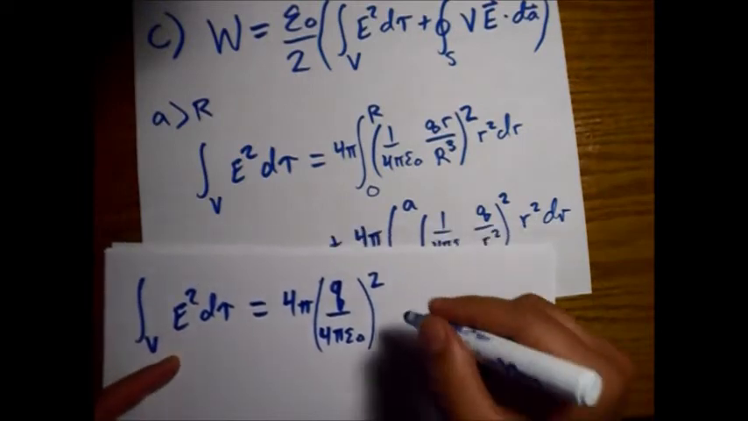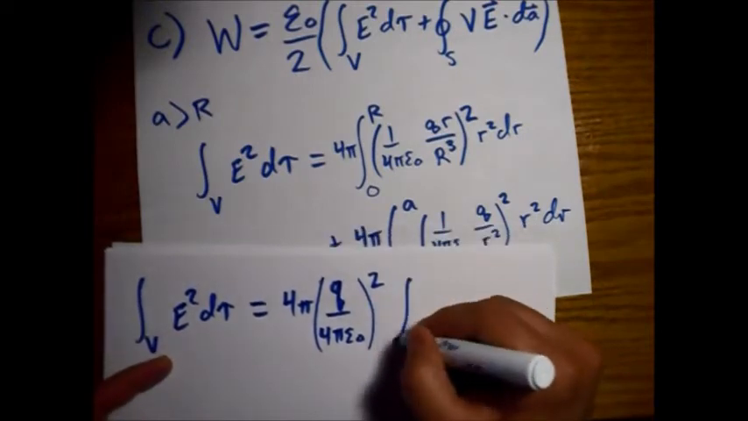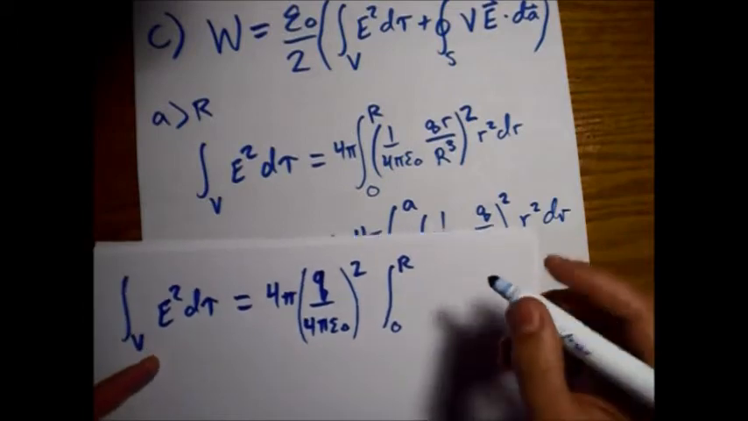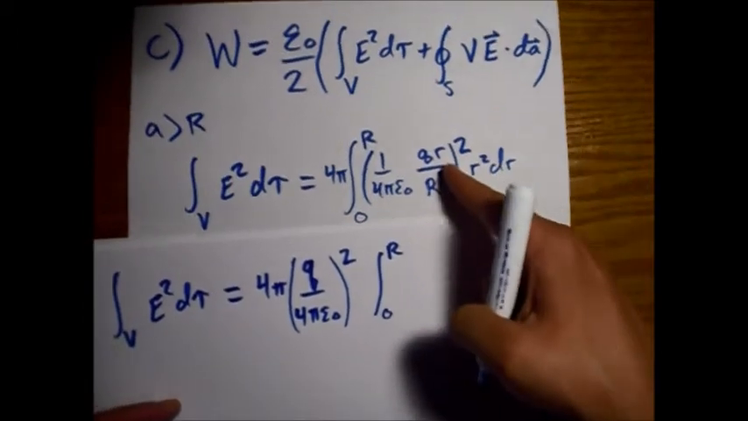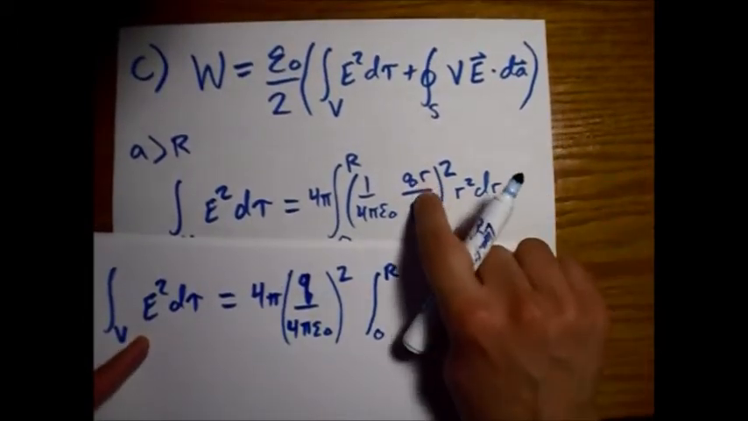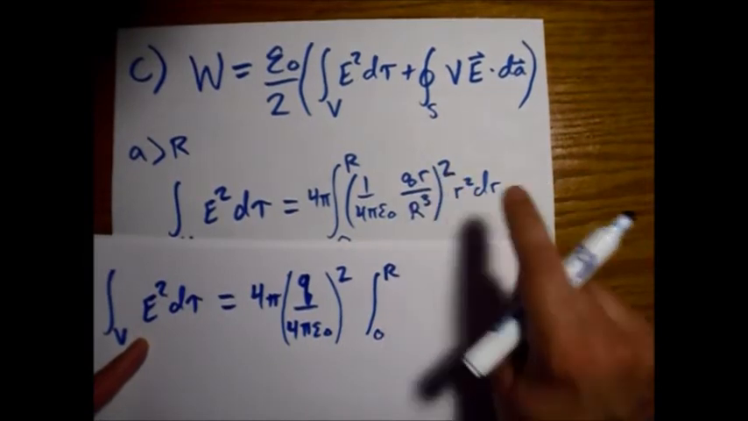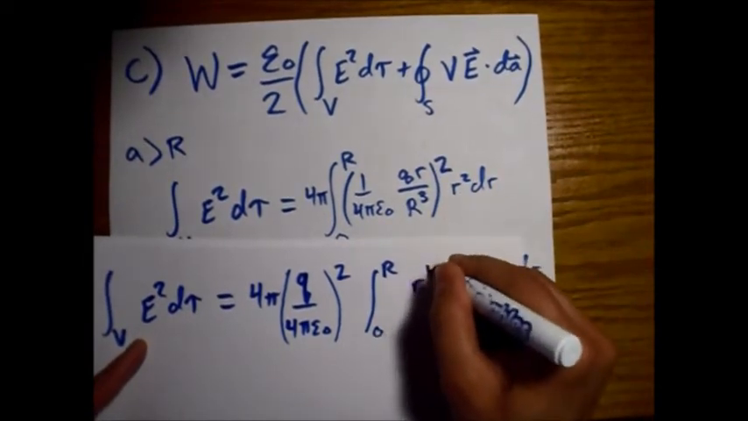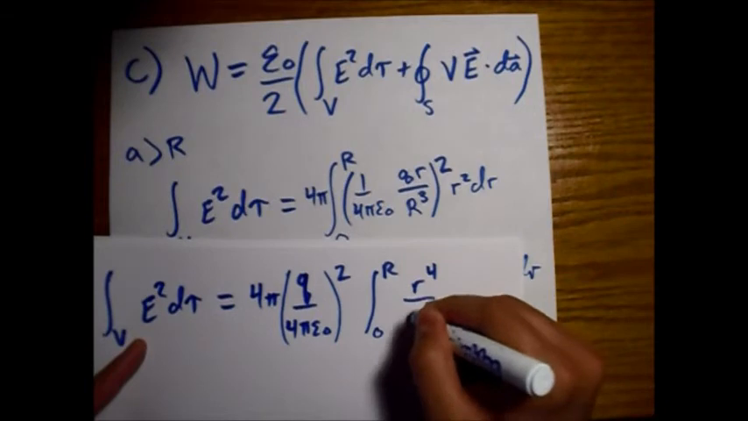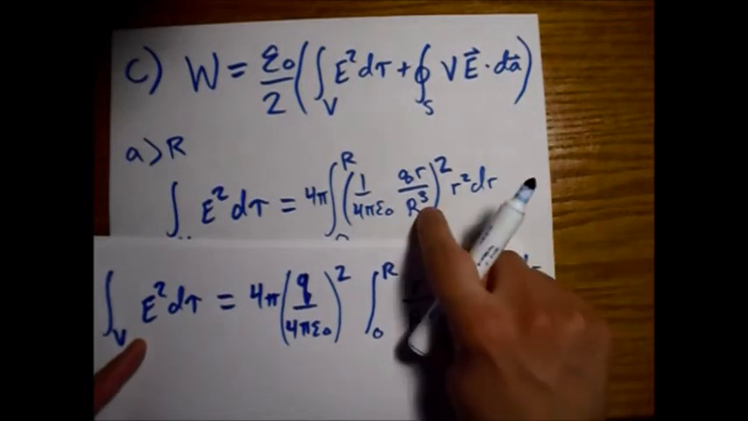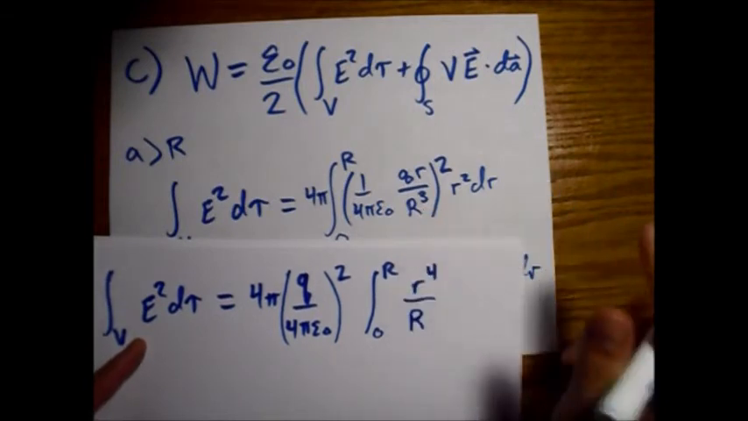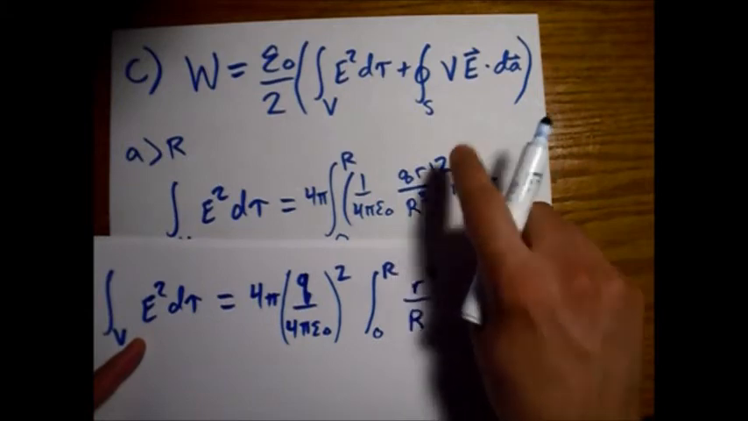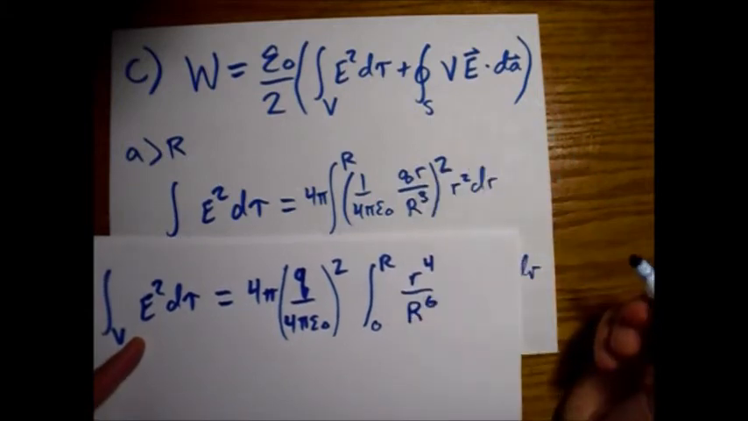Then we have 0 to big R. So here we have, let me see if I can do this right this time. So there's just an r squared inside and an r squared outside. So that's an r to the 4th over big R. And this time, hopefully I learned my lesson. This 3 squared, there's a 6 on the bottom. Okay.